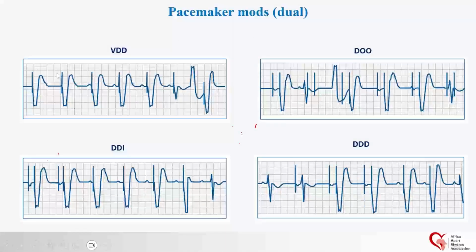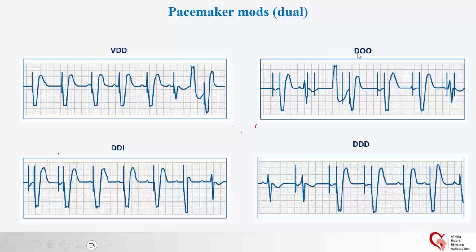In dual chamber pacemaker mode, we have the most used modes: the VDD mode, DOO mode, DDI mode, and DDD mode. VDD mode means the pacemaker will pace just in the ventricle and will detect both in the atrium and ventricle, and will inhibit and trigger on the event if it detects anything. So here, the pacemaker just paced at a rhythm. Here it detects an event in the atrium, which means after an interval, it will pace the ventricle.